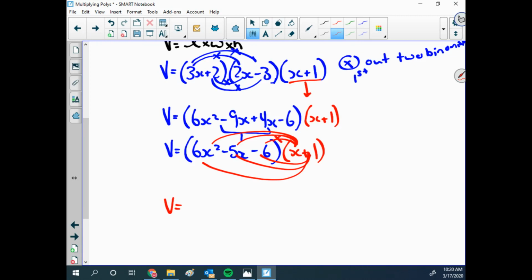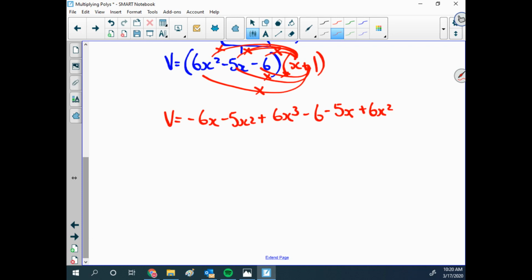X times -6 is a -6x. X times -5 is a -5x squared. X times 6x squared is a positive 6x cubed. And I'll do the same thing with the 1 multiplying it to everything in the trinomial. So 1 times -6 is a -6. 1 times -5x is a -5x. And 1 times 6x squared is a positive 6x squared. Once I have everything multiplied out, then it's just a matter of simplifying my like terms.